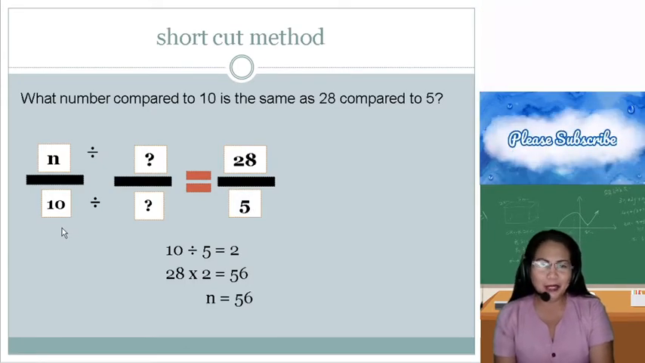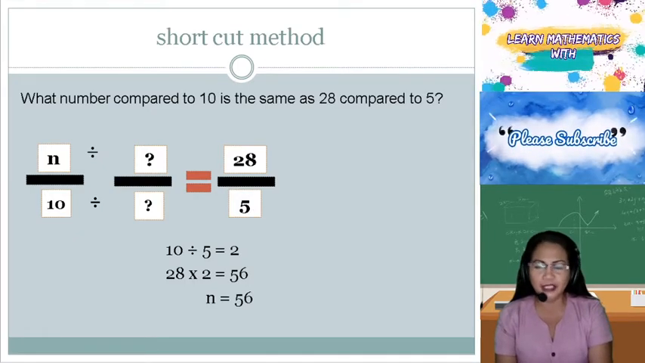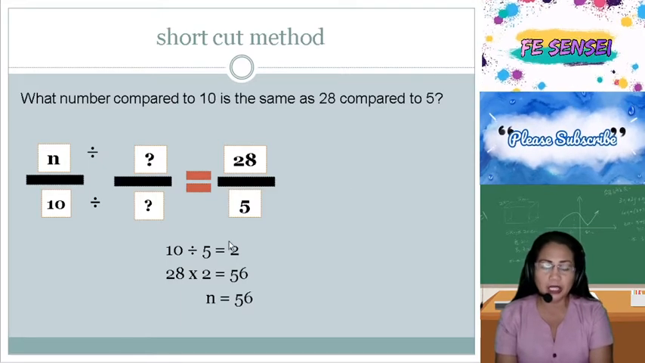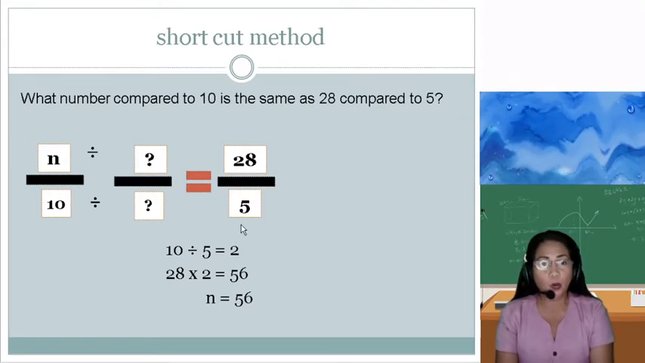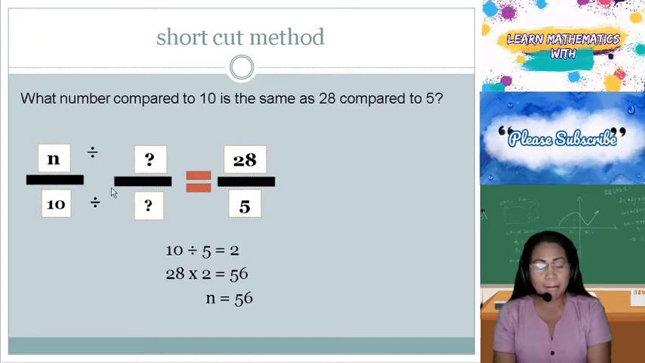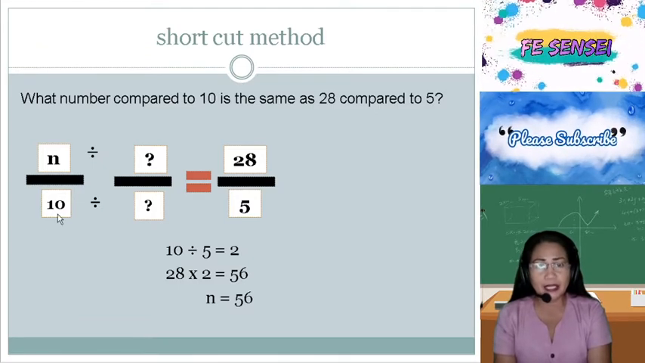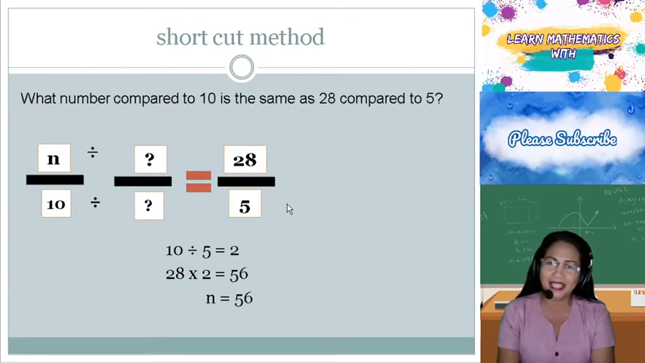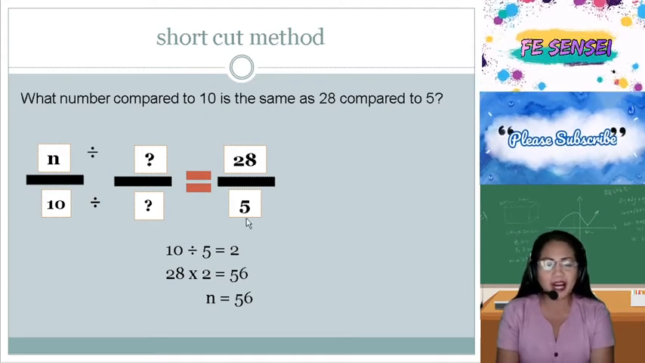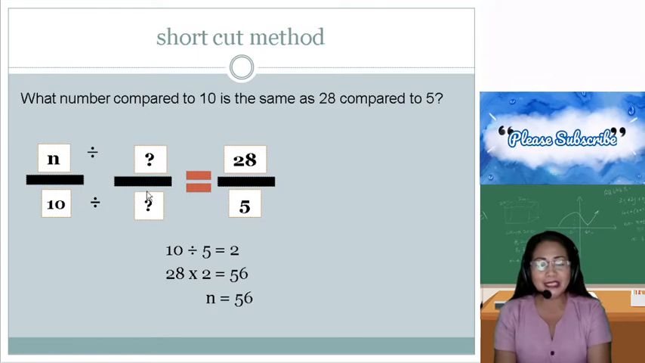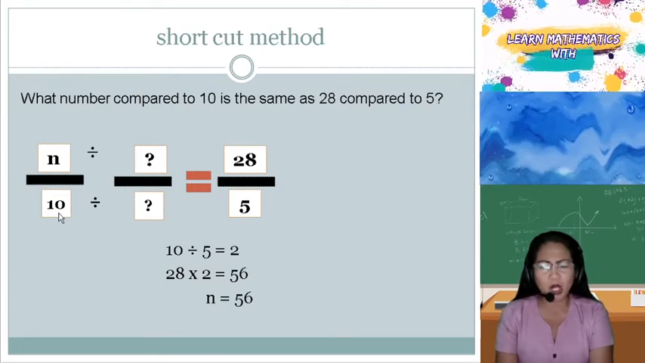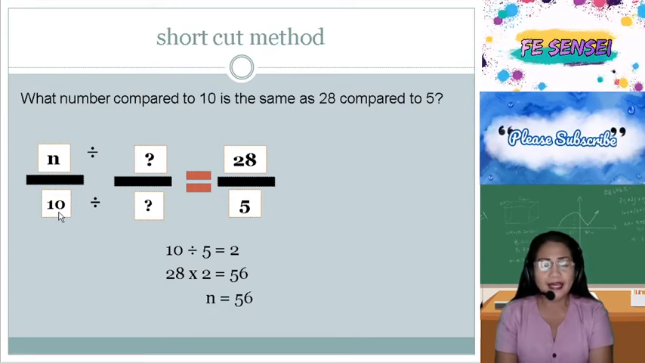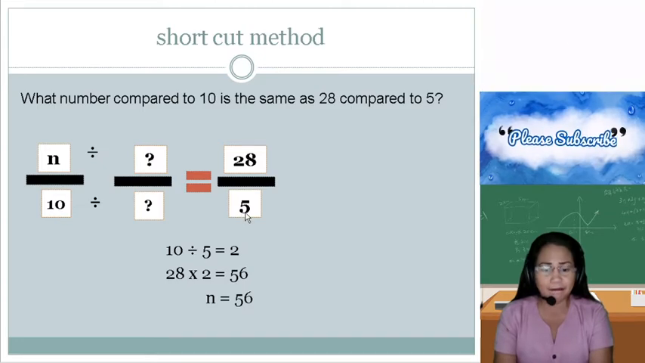If the other number is bigger, then it becomes smaller. Therefore, we divide the number. But if the number is smaller and it becomes bigger, therefore, we multiply the number. So 10 becomes 5. So what number did we multiply? Oh, we divide 10 that gives us 5.